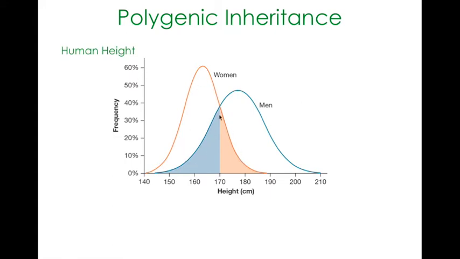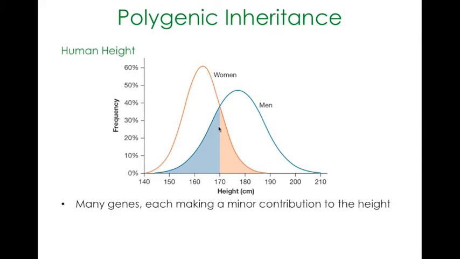So the difference between women and men, well, on average women are shorter, more women are around this particular height range than men, and two, there's less variation in women than there are in men. So they're more condensed together, the pattern is more condensed together, right? Human height is not determined by one gene.